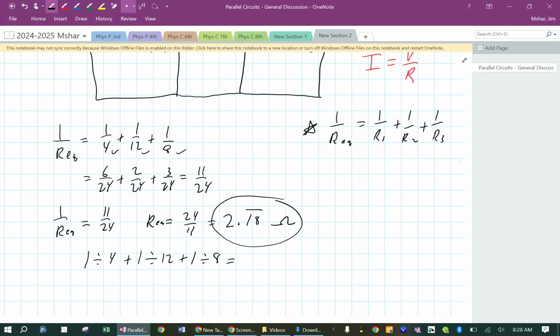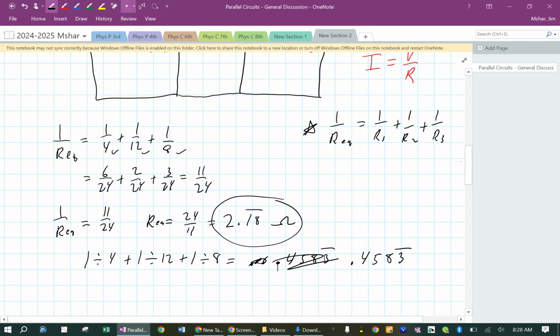Flip that over. Oh wait, no, sorry, got to do it in the calculator. So 1 divided by 12 plus 1 divided by 4 plus 1 divided by 8, you get a decimal. You get 0.4583, and the 3 repeats. Oh, that's a little messy. Let me rewrite it. 0.4583, and the 3 repeats.